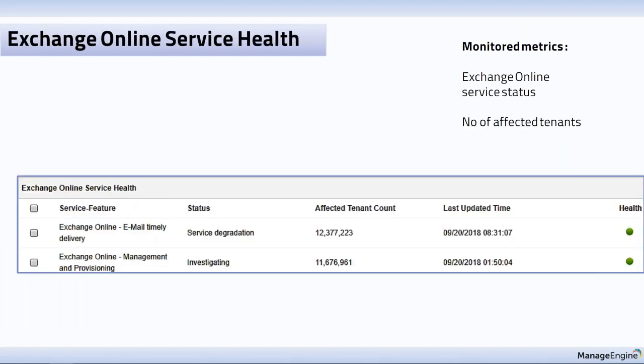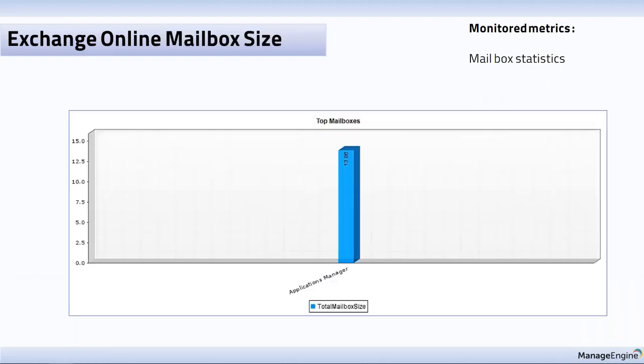The first service in Office 365 is Exchange Online, where we monitor the services under the Exchange server, which is the delivery rate or the management provisioning of the Exchange service, followed by the Mailbox, where we identify the overall number of mailboxes available for monitoring, and at the same time any unused mailbox is also monitored.